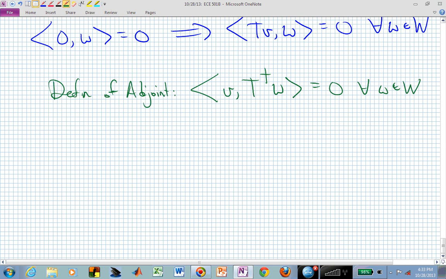But what is T dagger of W? That's everything in the range of T dagger, or the adjoint of T. So now we know that V is orthogonal to that space. So V belongs to the orthogonal complement of the range of T dagger. That's V.